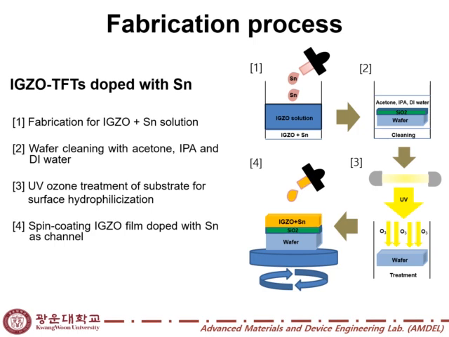Now I will present the fabrication process. This is the order of production to make IGGO TFT doped with tin. First, prepare a solution mixed with IGGO and tin, and clean the wafer in order using acetone, IPA, and DI water. Next, ultraviolet ozone treatment is performed to make the surface of the substrate hydrophilic, and spin coating is performed using IGGO solution to deposit the thin film.